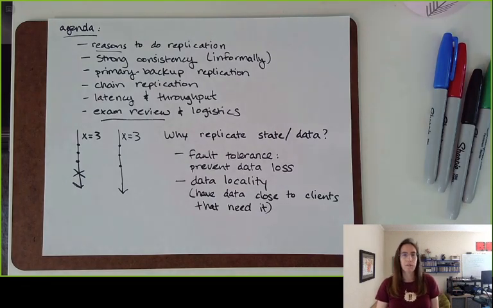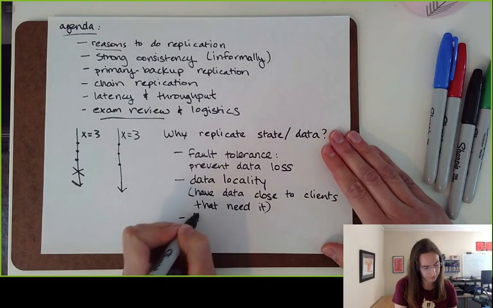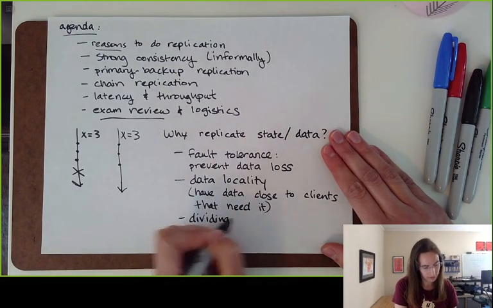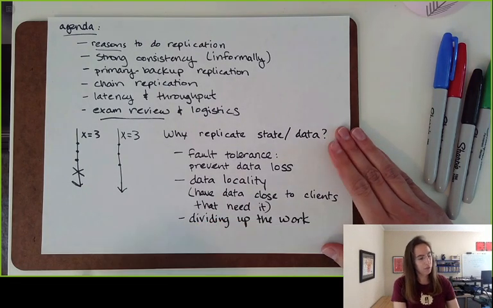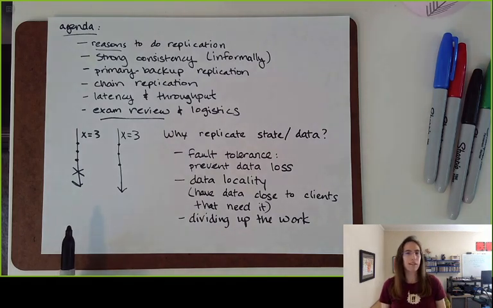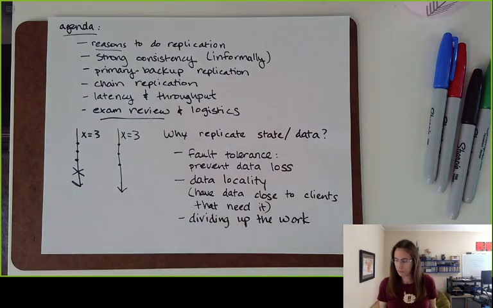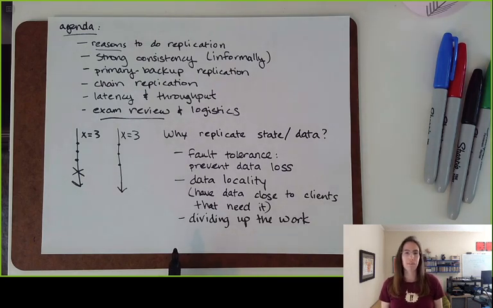Good. Yeah, somebody just mentioned also distributes the load on the machines. Yeah, it divides up the work. So if we have just one machine, if we're getting a lot of requests, say for the value of one particular key, and we're having a hard time handling them all with one machine, it might make a lot of sense to have another machine to take some of the burden off. So these are all reasons to do replication. What are the downsides of doing replication?